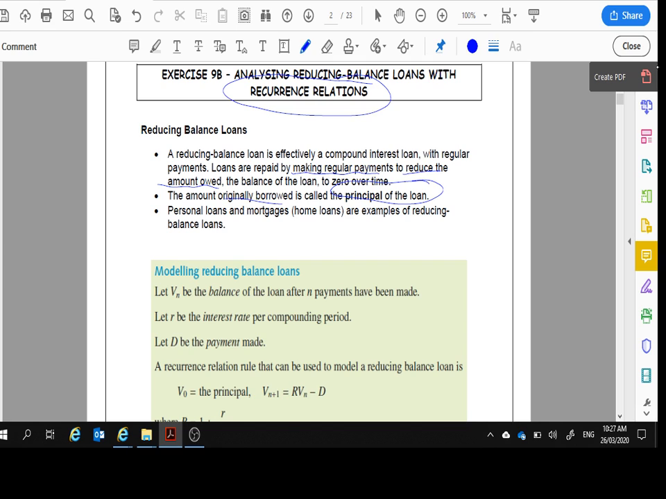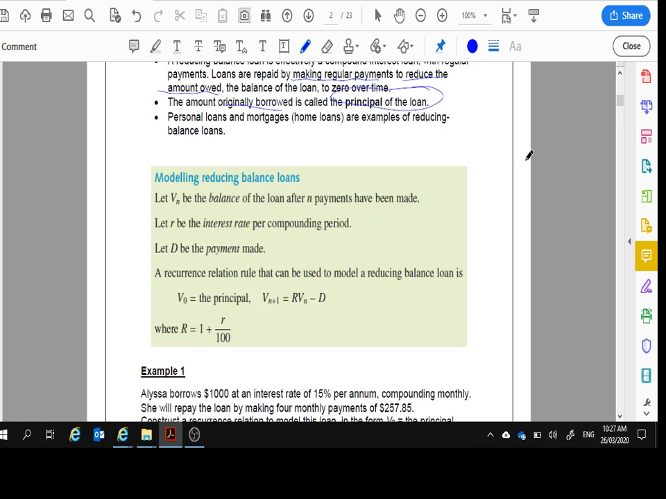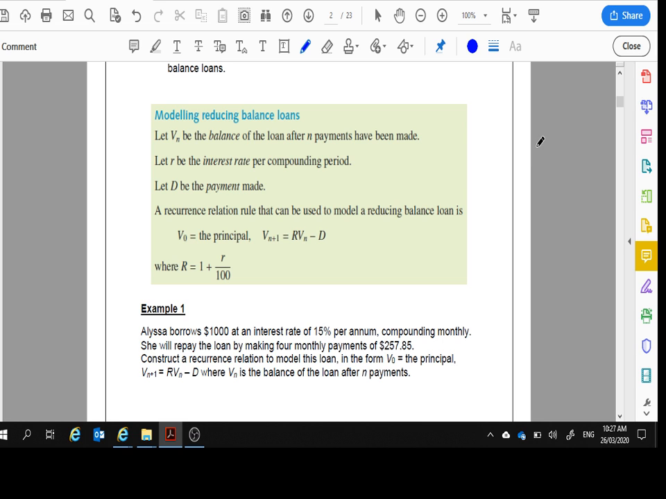The original amount borrowed is called the principal of the loan. So we will be looking at personal loans, home loans, mortgage loans. These are examples of reducing balance loans. Okay, again, there are the rules here. We'll have our principal.